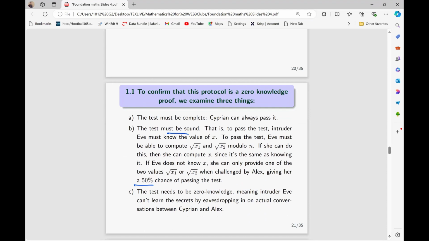And then the other thing that we need to look at is that the test needs to be zero knowledge. This means that if there was an intruder, the intruder will not learn anything by listening to your conversation. The only thing he will know is that Cyprian knows the secret, but he will not learn what the secret is. So that's what we look at for a protocol to be zero knowledge.